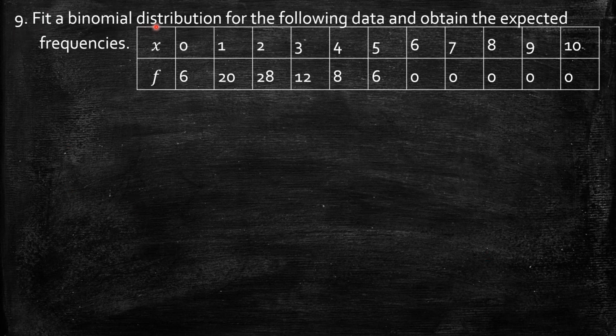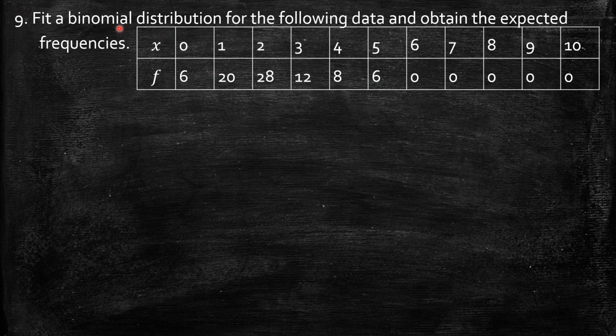Problem number 9. Fit a binomial distribution for the following data and obtain the expected frequencies. The data here given for x ranging from 0 to 10 with its frequency f equal to 6, 20, 28, 12, 8, 6, 0, 0, 0, 0, etc. So that means the observed frequencies are given. Now I want to find the expected frequencies by fitting this data into a binomial distribution.